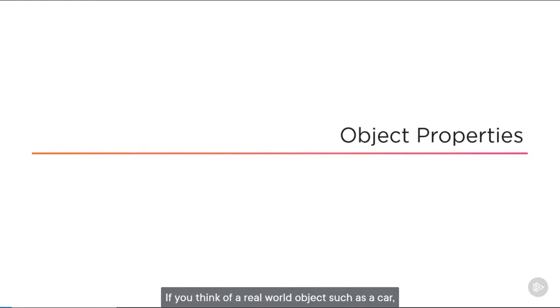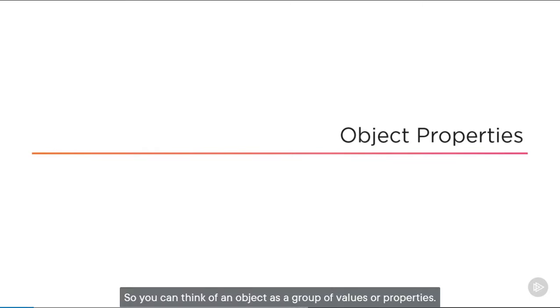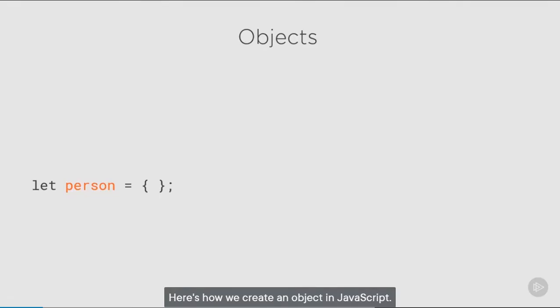Objects usually have several properties. If you think of a real-world object, such as a car, some of its properties might be the number of doors, the engine size, what type of fuel it takes, and so on. So you can think of an object as a group of values or properties. Here's how we create an object in JavaScript.